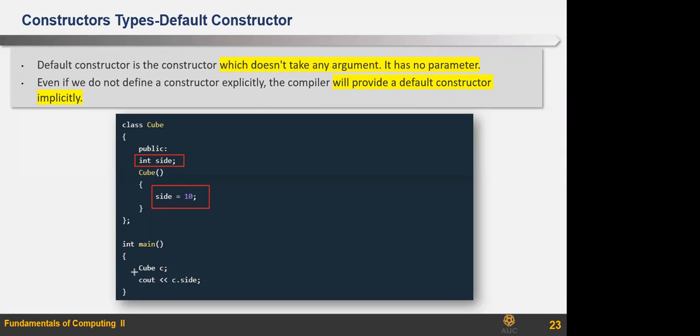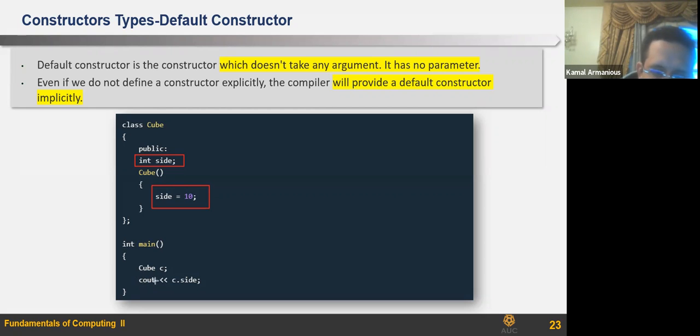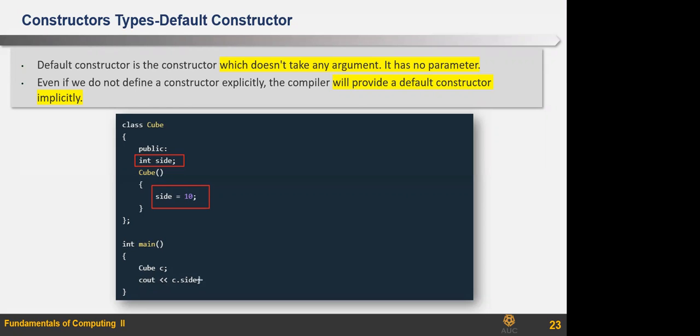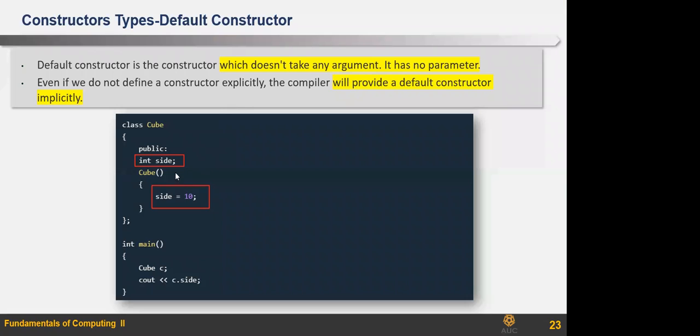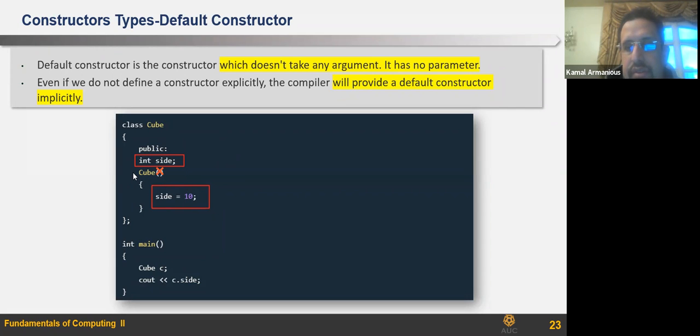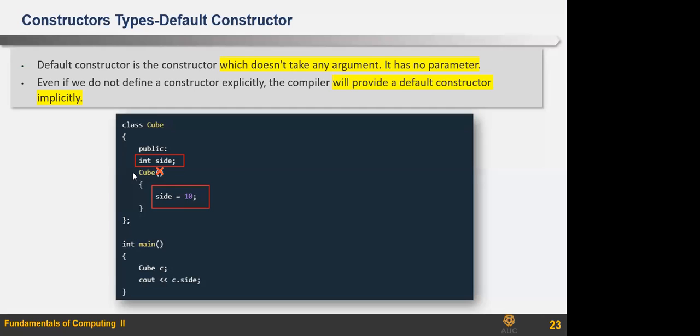Okay. So coming to Ayman Ashraf. So cout, side. What will be the value for this, Ayman? That will be 10. So the conclusion is that we have a default constructor, and the default constructor is the one that takes no inputs. And I have a question. Yes. What if int side was private?